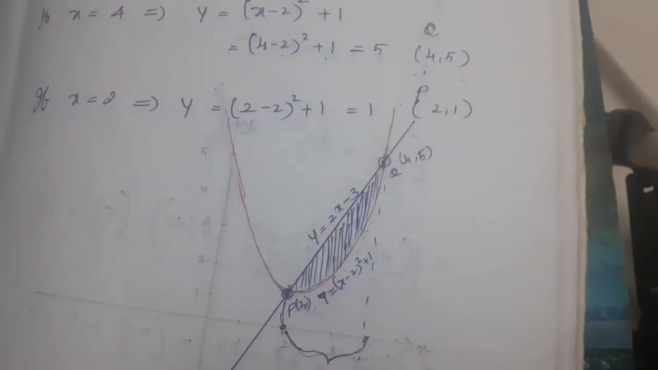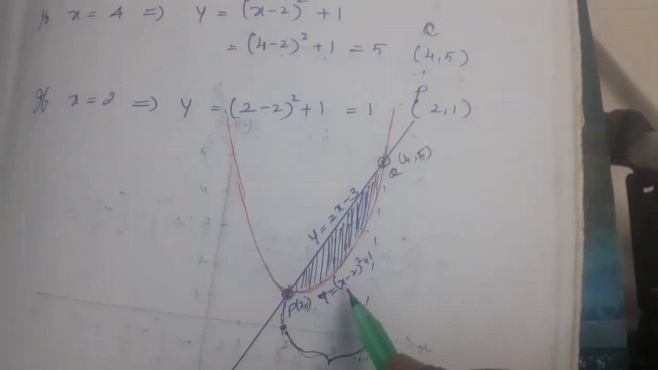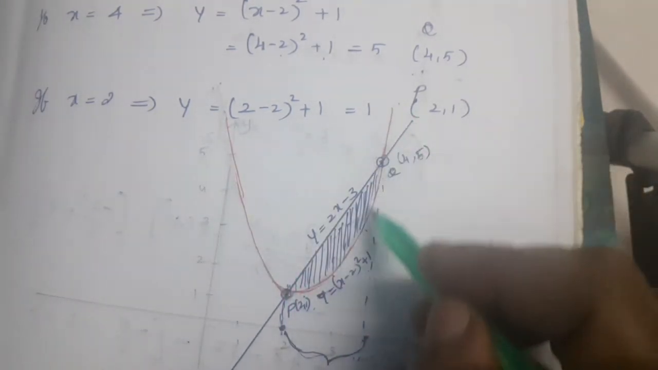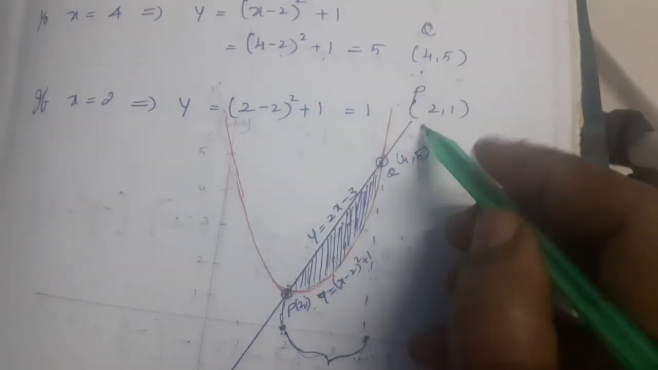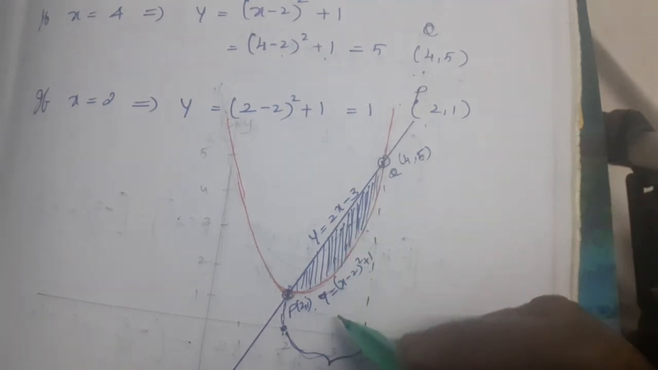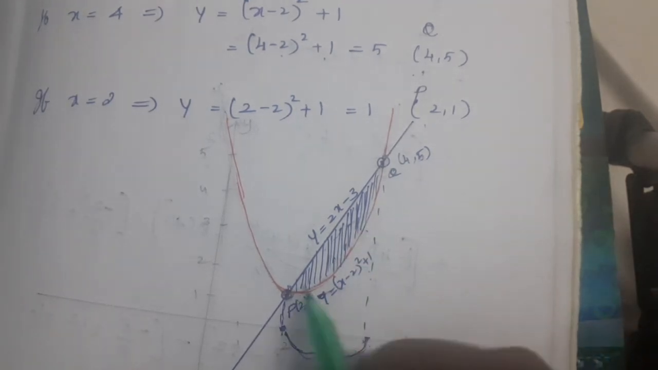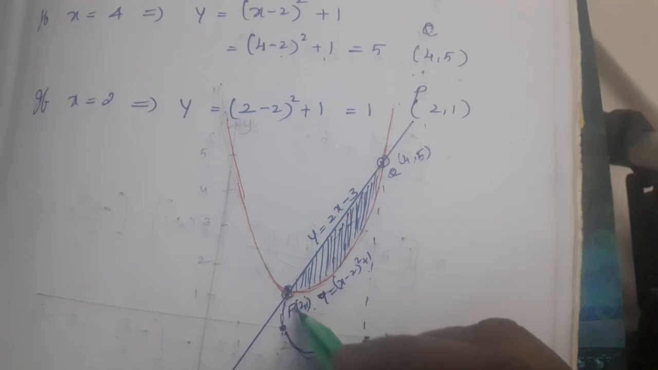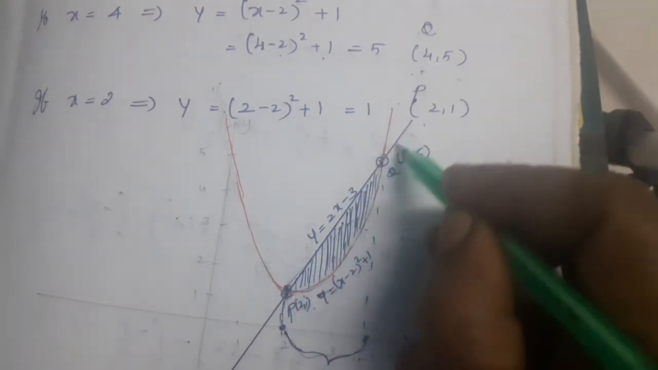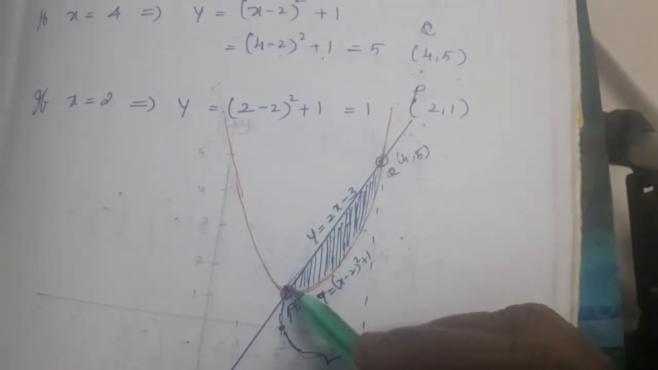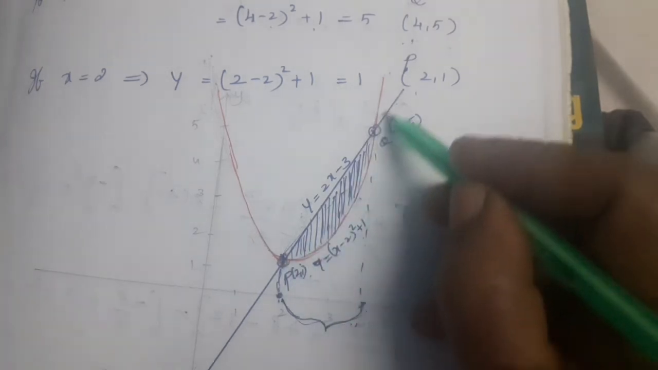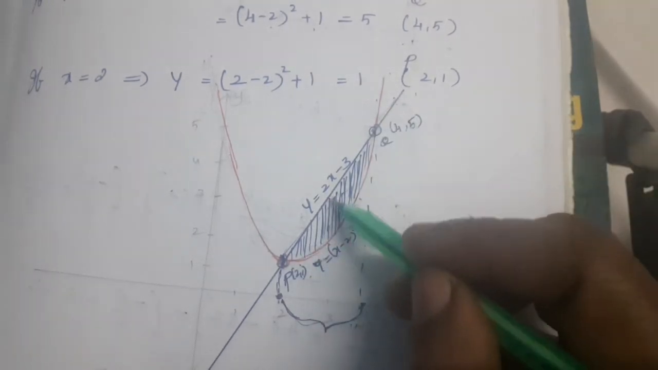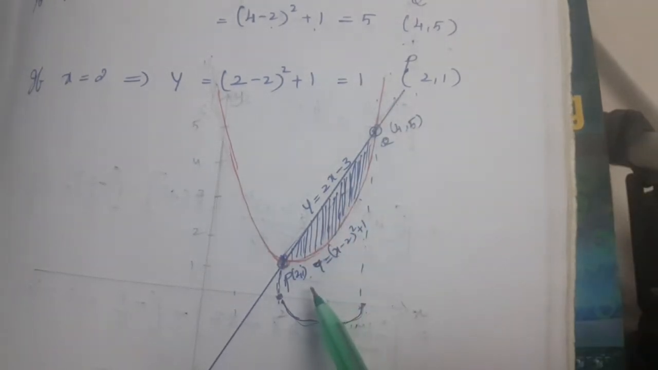See the equation of the curve. This is y equal to x minus 2 the whole square. So if you draw a curve, we get a slope of the point. What are the 2 points we are substituting? Here the point is 2 comma 1. PQ is the slope of the straight line. We are going to find the area between the straight line as well as the curve. Okay, the bounded area.